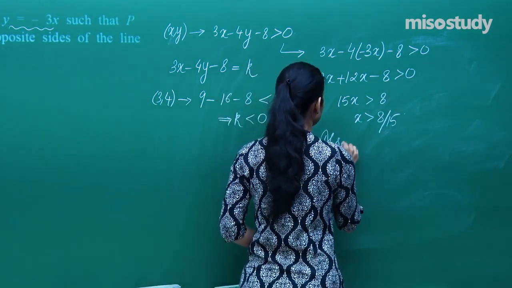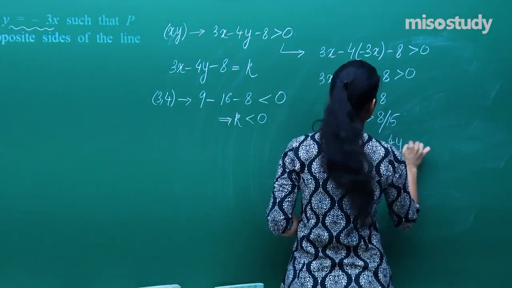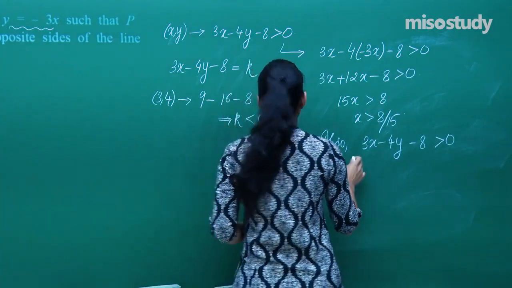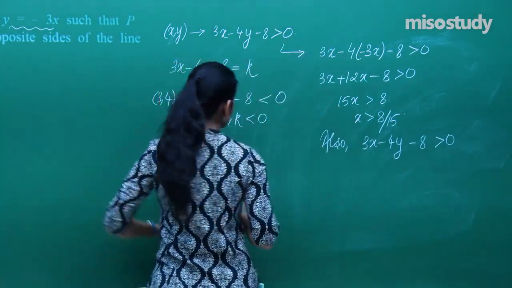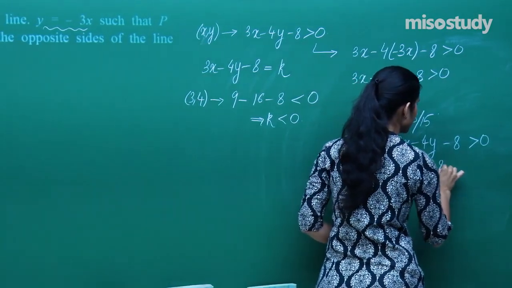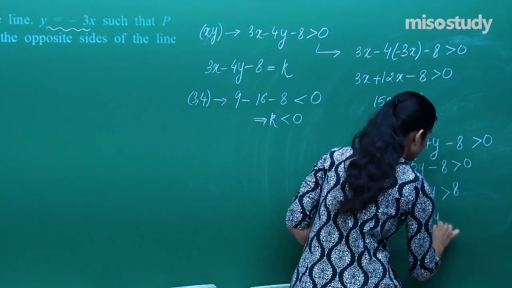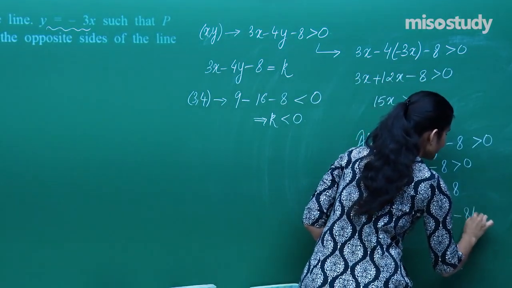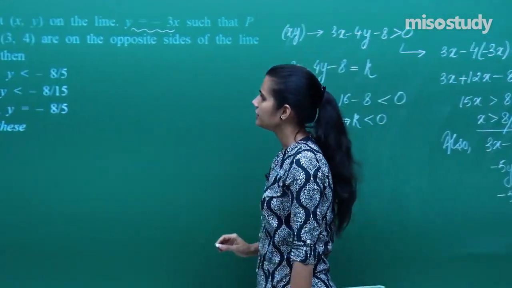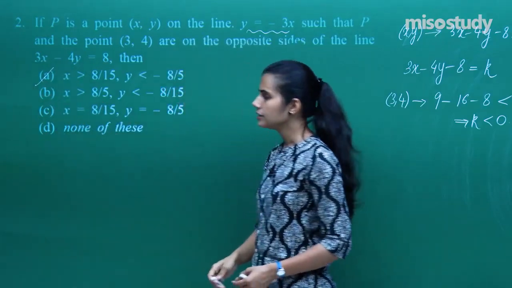Also, again if you write the same thing, 3x minus 4y minus 8 will be greater than 0 for (x, y). Then 3x can be replaced by minus y. So, you get minus y minus 4y, which is minus 5y minus 8 is greater than 0. Minus 5y is greater than 8. y is less than minus 8 by 5. So, x will be greater than 8 by 15 and y will be less than minus 8 by 5.